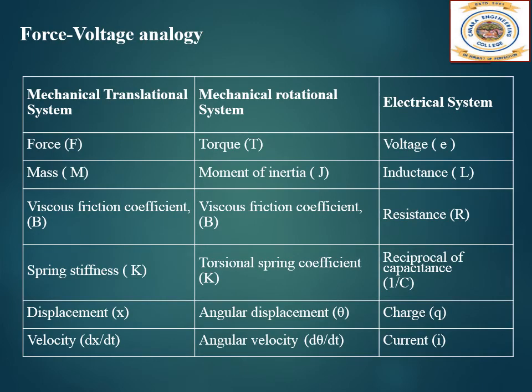See, force voltage analogy. Force and torque are analogous to voltage. Since velocity is also taken as V, here voltage is taken as E. You can take it as V also. Mass and moment of inertia J are analogous to L. Viscous friction, both are the same, the constant B only. It is analogous to R. The spring stiffness K is analogous to 1 by C. Displacement X and angular displacement theta are analogous to charge Q. Velocity dx by dt and angular velocity d theta by dt are analogous to the current.